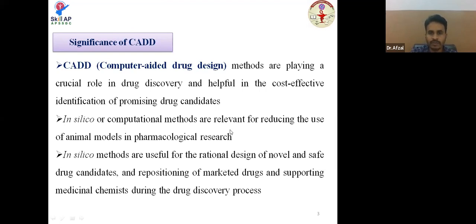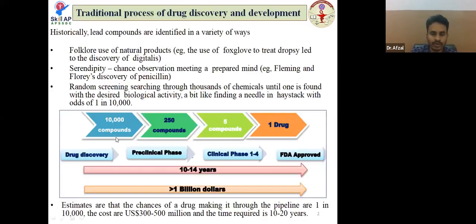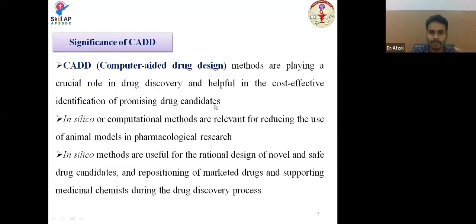In silico, or computational methods, are reducing the use of animal models. I told you that in order to screen 10,000 compounds, you require a large number of animals. But computers will help us understand which is a promising drug-like molecule. As the computer is already screening that, we will not go for animal testing. That means it is cutting down the animal testing.